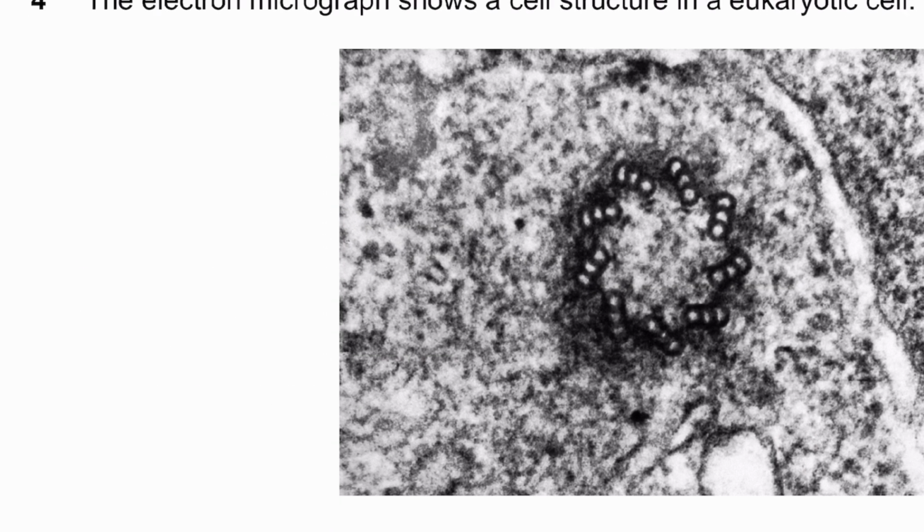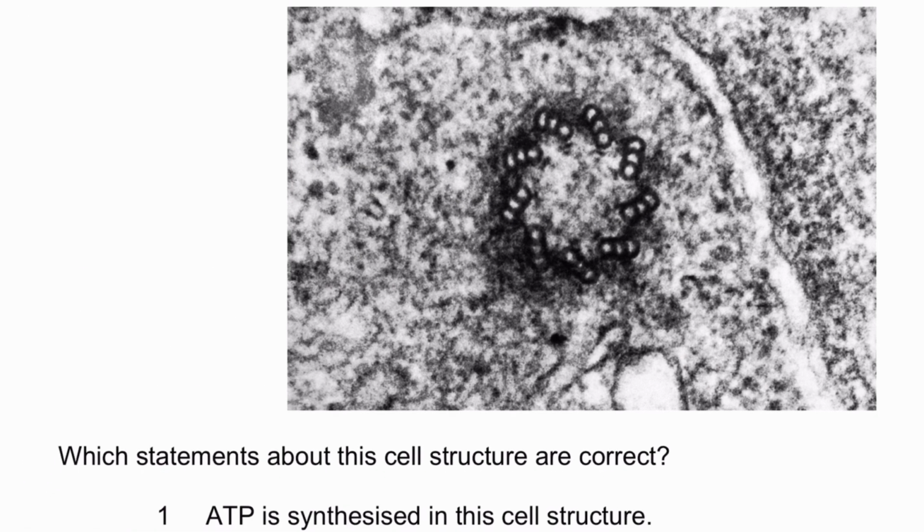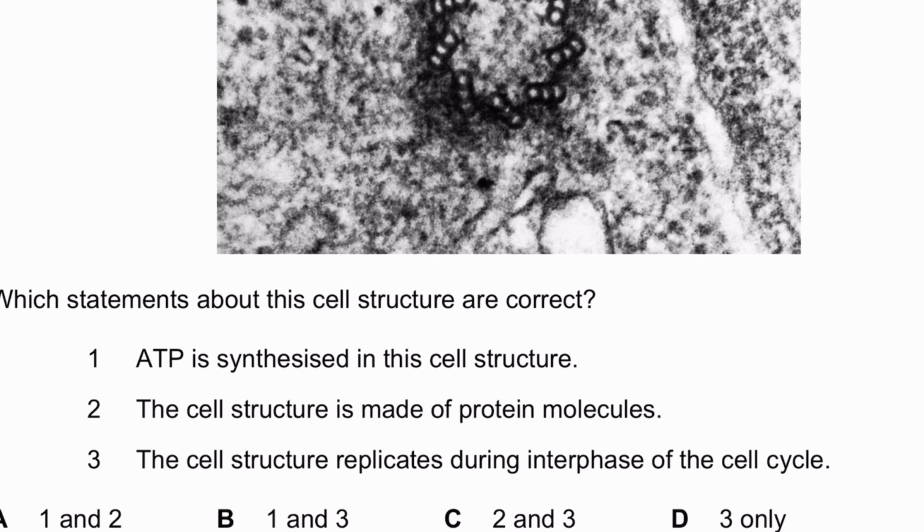Now, the electron micrograph shows a cell structure in a eukaryotic cell. Which statements about the cell structure are correct? Okay, so we can see here that we have a centriole, and so he's saying here ATP is synthesized in the cell structure. No, centrioles do not really synthesize ATP. The cell structure is made of protein molecules.